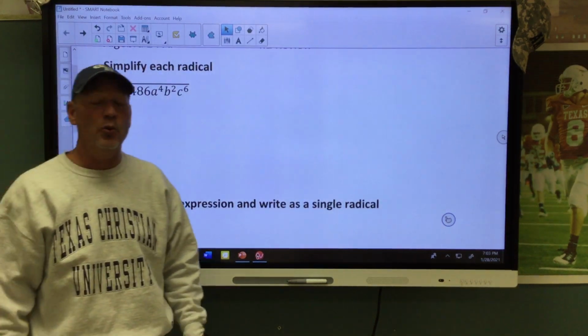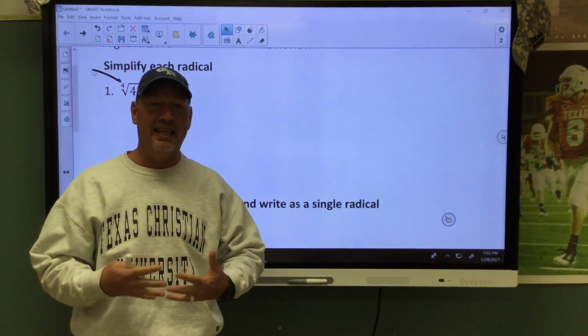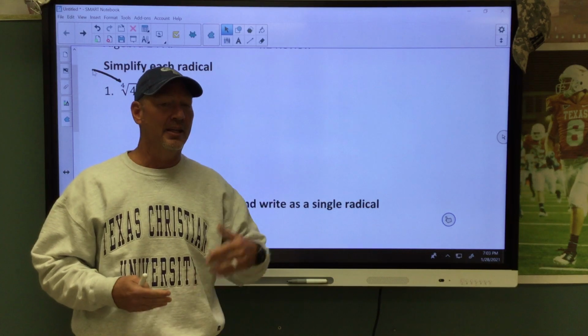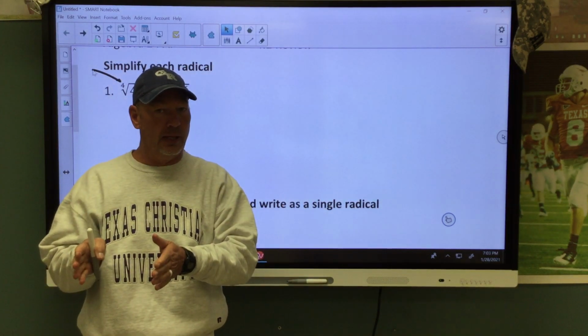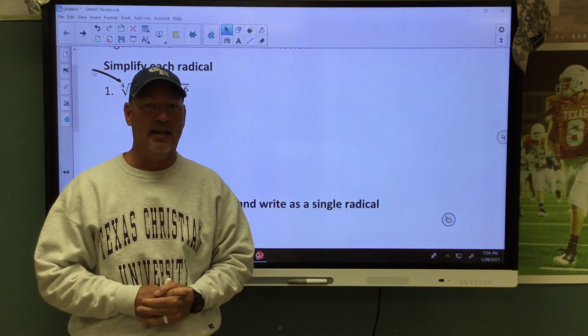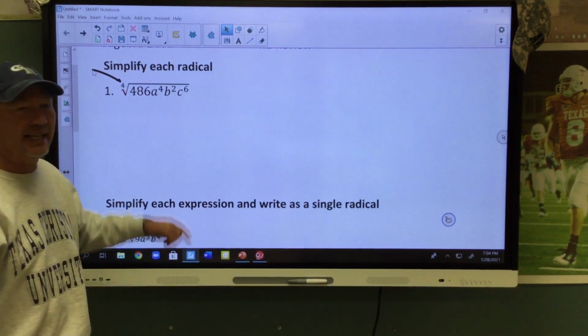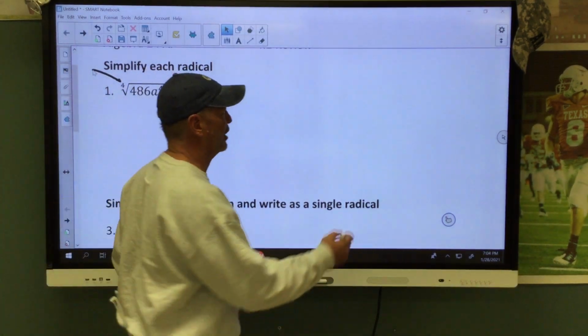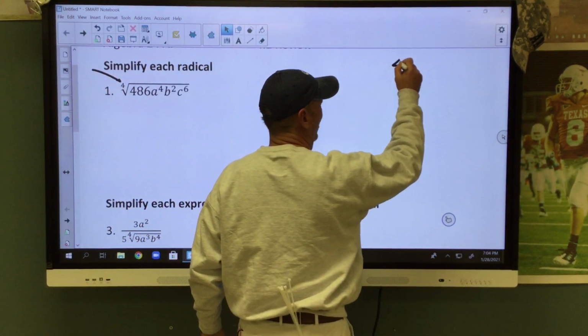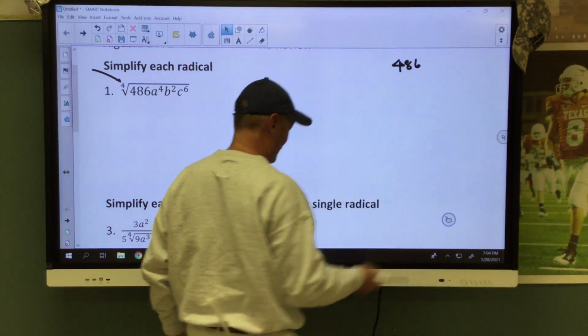is an even root. Remember, if we're taking the even root, we may end up with an odd exponent and have to put them in absolute value, okay? But we'll take that step at a time. But first of all, 486, that's a little bit too big for me. So I need to look for the prime factorization. I need to see what 486 is going to give me.